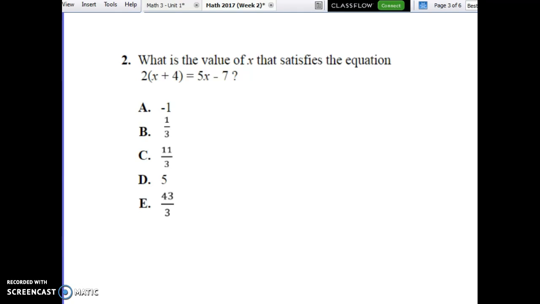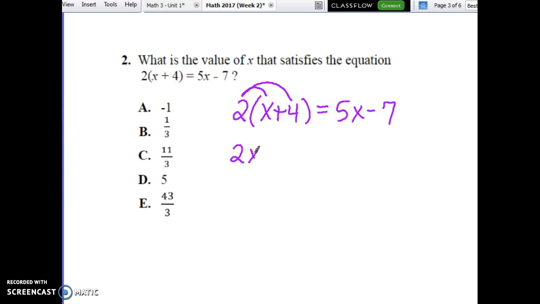So then question number 2 is a pretty straightforward linear equation. It says, what is the value of x that satisfies the equation? And then you have 2 times the quantity x plus 4 equals 5x minus 7. So to begin solving this equation, we typically suggest to distribute the 2 to the binomial inside the set of parentheses. So we'll then have 2x plus 8 equals 5x minus 7.